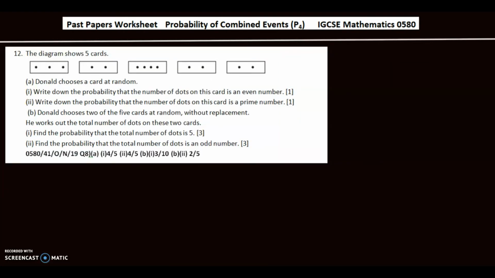The diagram shows 5 cards. Donald chooses a card at random. Write down the probability that the number of dots on this card is an even number. How many even numbers cards do we have? 4. So total cards are 5. So the answer would be 4 upon 5.